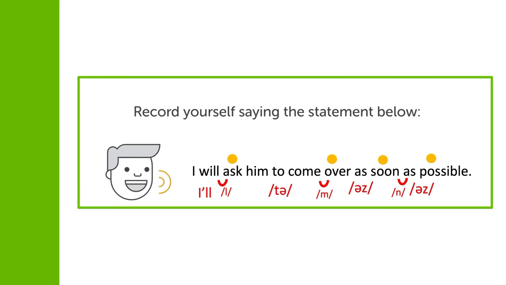In this sentence, I will gets contracted to become I'll. The L sound at the end of will links to ask, and ask gets stressed. So altogether, it sounds like this. I'll ask. Two takes the weak form, ta. Come and over link: come over. Over is also stressed. As takes the weak form, us. Soon is stressed, and as is pronounced us. The last sound in soon is the N, and that links to us, to become sooners. And the last word, possible, is stressed. One more time, all together. I'll ask him to come over as soon as possible.